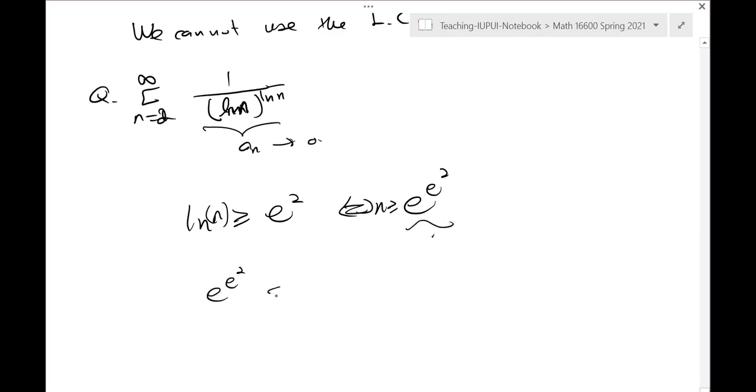Well, you can make it easy. e squared is less than or equal to, e is less than 3, so e squared is less than 3 squared, so e to the e squared is less than e to the 9, or 3 to the 9th power. That is some big number. Do we need to care about that? Well, I can find out the number, just use my calculator.